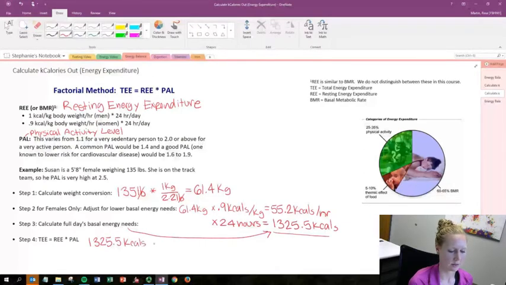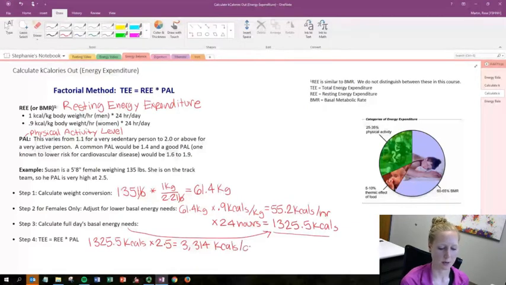1,325.5 kcals times 2.5, and then we'll see that her total energy expenditure is going to be 3,314. You can round that last number to the whole digit, kcals per day.